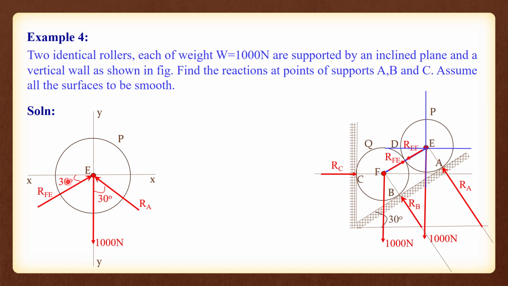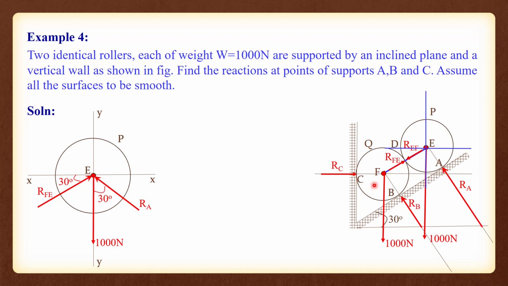So how will you find out these angles? For that, first we will consider this triangle. When you consider this triangle, we know this angle, right? This is 30 degree. So this is 90 degree. So what will be this angle? This will be 60 degree. Now you can consider this right angle triangle. Since this is 60 and this is 90, this angle will be 30 degree. So the angle made by RA with 1000 Newton or with the vertical axis will be 30 degree.